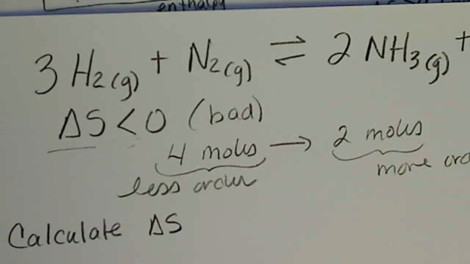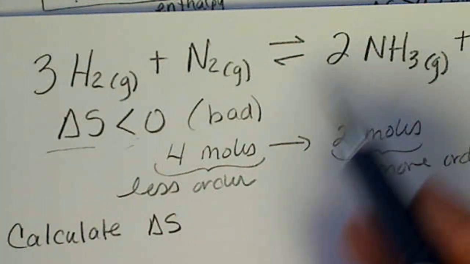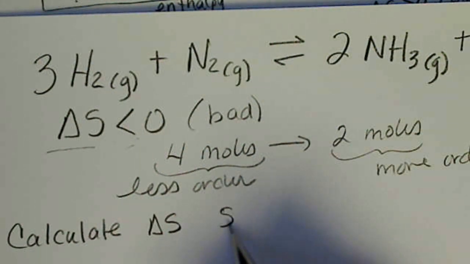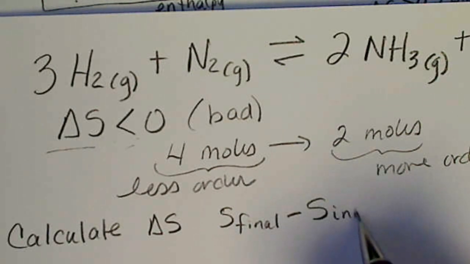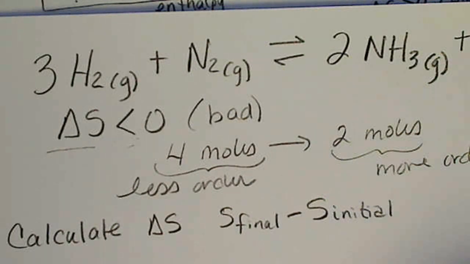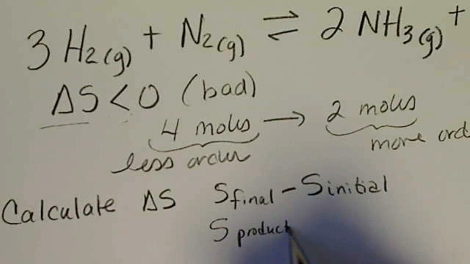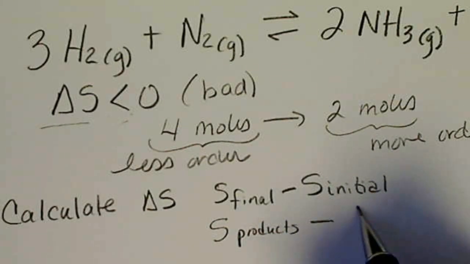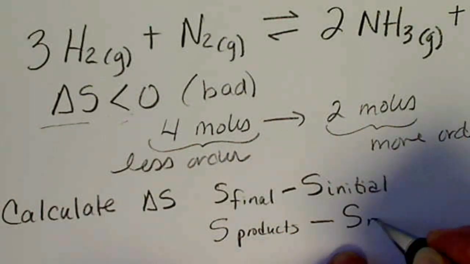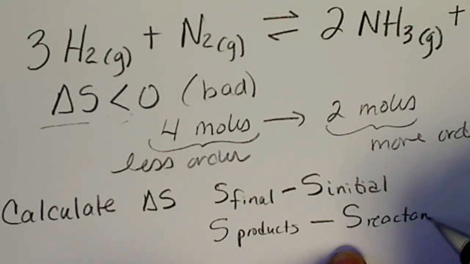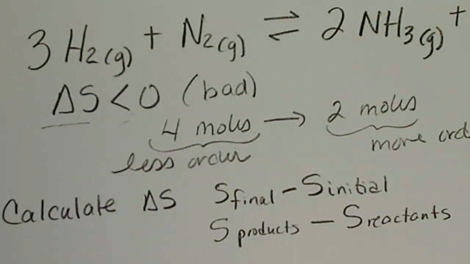And we always take delta S, means S final minus S initial. So for us, this is always the entropy of all the products minus the entropy of all the reactants. So we have to be careful how we do the arithmetic with these numbers.